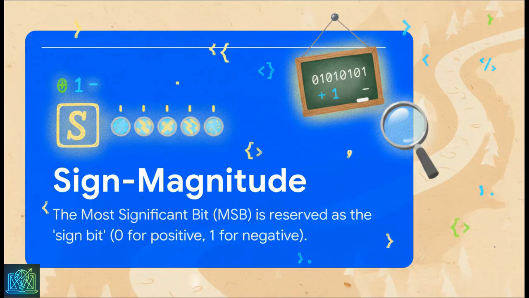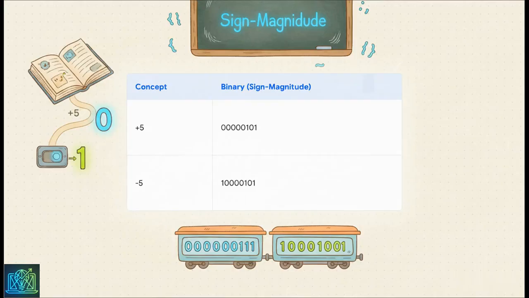They said, hey, let's just take that very first switch, the one all the way on the left, and make it a special sign switch. If it's off, a 0, the number's positive. If it's on, a 1, the number's negative. The other 7 switches just represent the value, the magnitude. It's so clean, right? To get +5, the sign switch is 0. You want to get -5, you just flip that one switch to a 1. The rest of the pattern is identical. It's elegant, it's easy to read, problem solved, right?